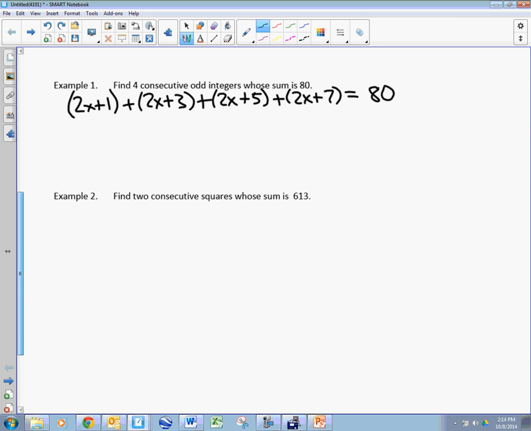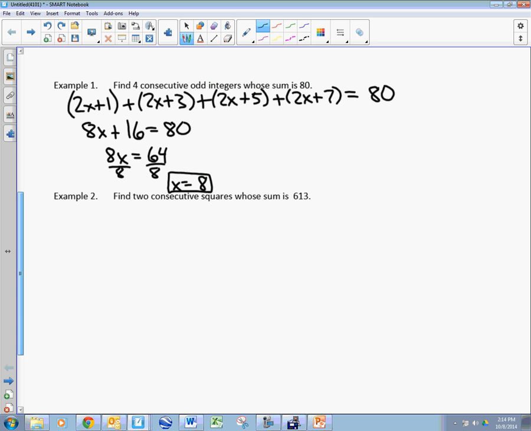Okay. How many x's? 8 x's. 1 plus 3 plus 5 plus 7. 16 is equal to 80. Subtract 16. X is 8. Is that my answer? No, 8's not an odd integer. It makes no sense right now.